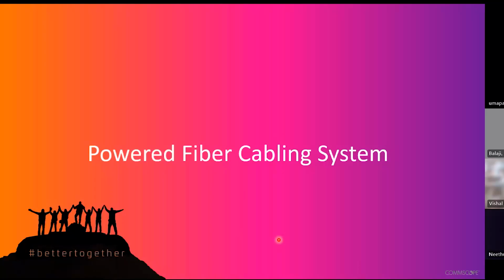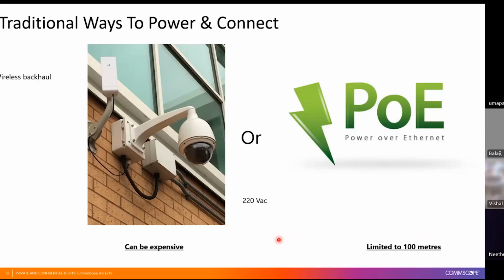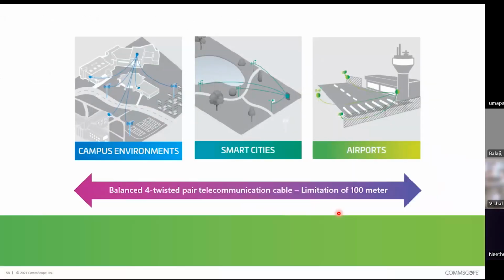So finally, we are at the session on powered fiber cabling systems. We discussed PoE. Generally what we do is lay a power cable separately and then a network cable, then connect your devices, or it will be on PoE, power over Ethernet. The limitation is only 100 meters. So beyond 100 meters, what do we need to support?